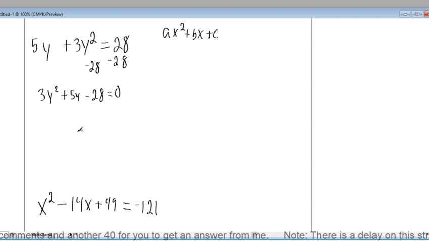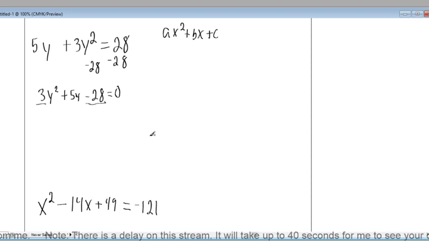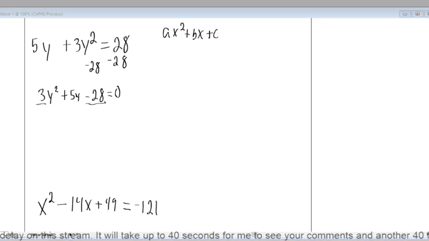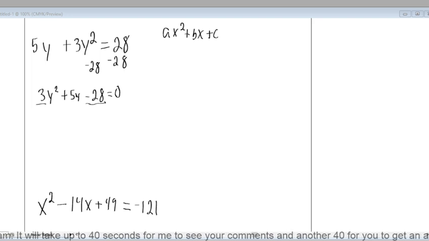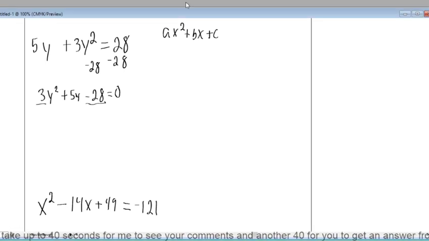So, remember our quadratic factoring starts with the AC method. Our A, this leading coefficient here, is 3. Our C, the constant term, is negative 28. So our AC would be 3 times negative 28. So that would give us negative 84.